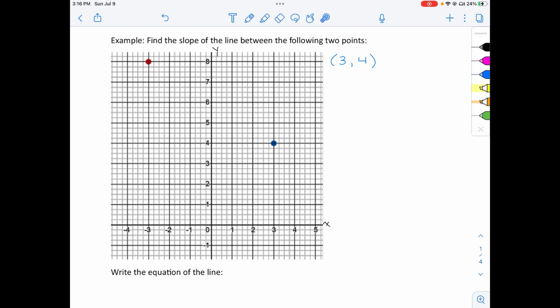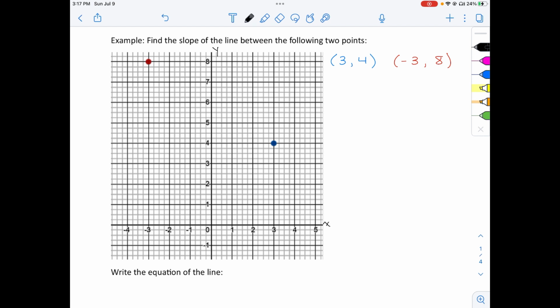And then if I look over at the red point up here, if I go along the x-axis, it's at -3, and then I'm going to go all the way up until I get to the point, and we are at 8. Okay, so for that one, my point is (-3, 8). Now, I've got my 2 points here, and I'm going to use my formula, m equals y2 minus y1 over x2 minus x1 to determine the slope of the line that would connect those 2 points.